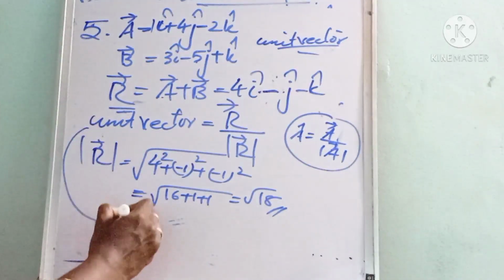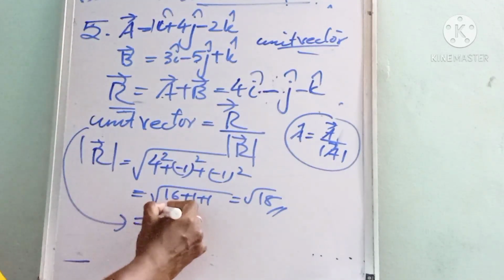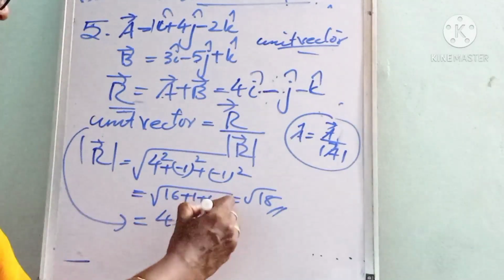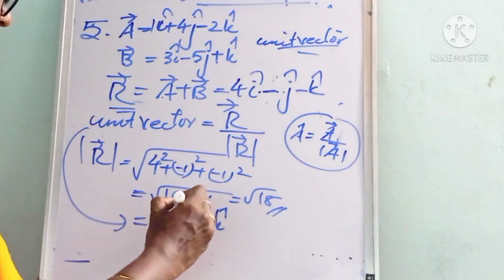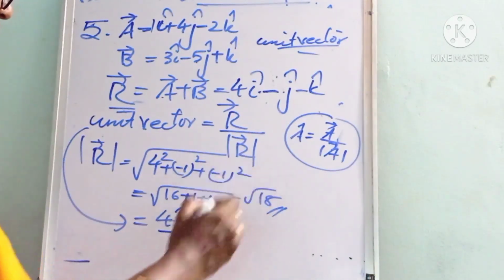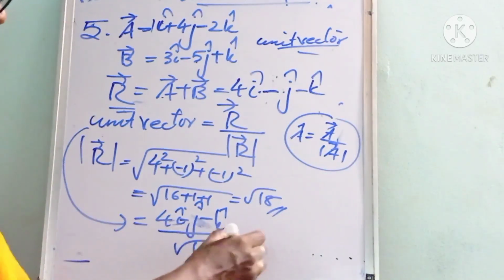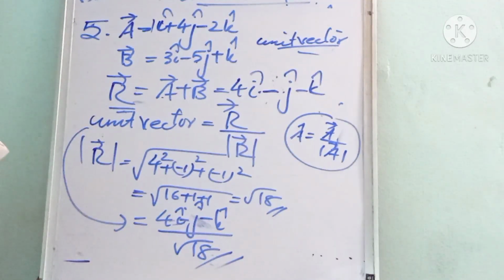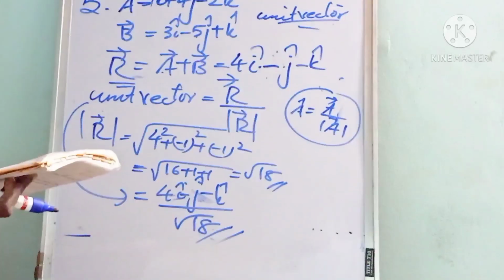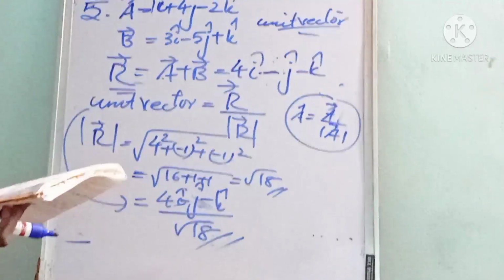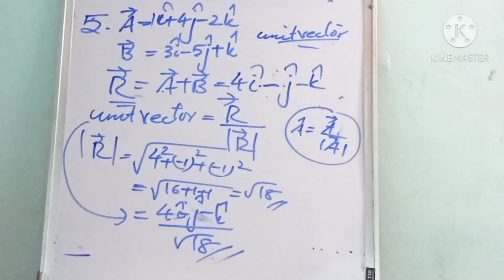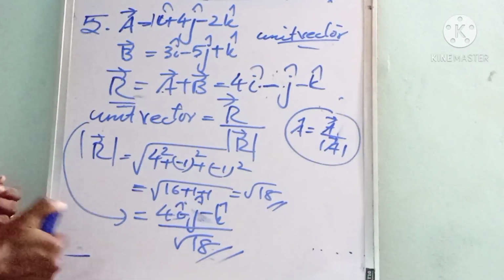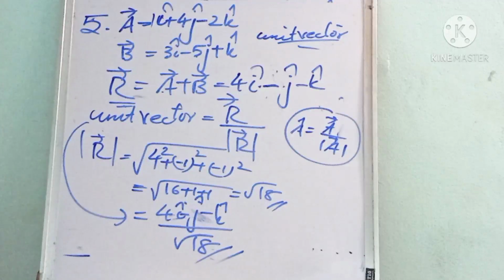Next, the unit vector is equal to vector R, that is 4i minus j minus k, divided by the modulus, root 18. This is the unit vector which is parallel to the resultant vector R. The unit vector parallel to the resultant vector R is 4i minus j minus k divided by root 18.